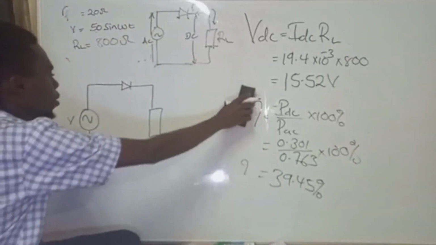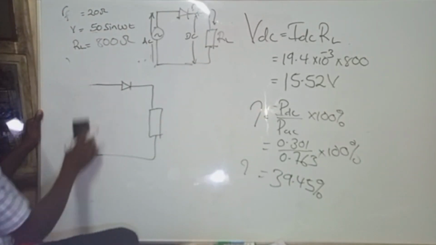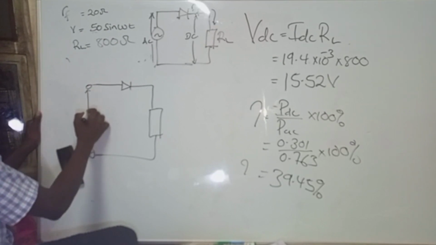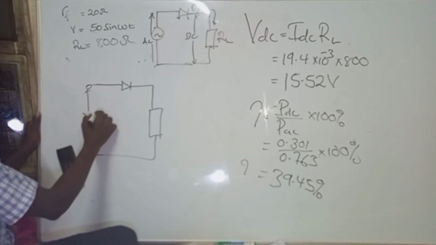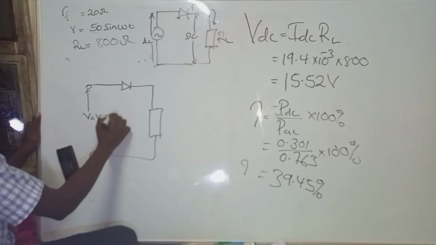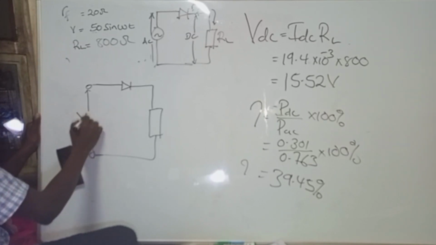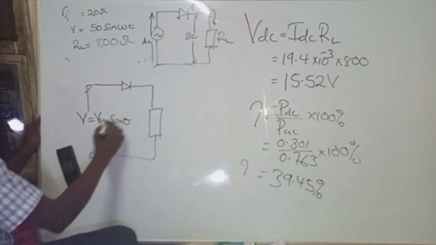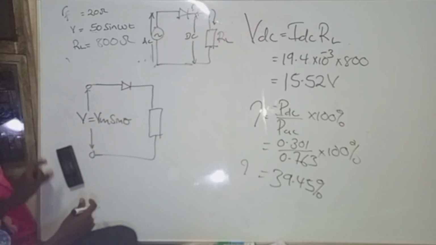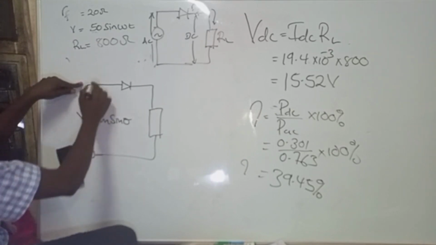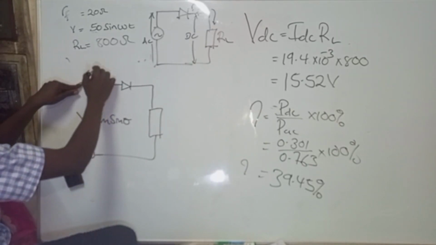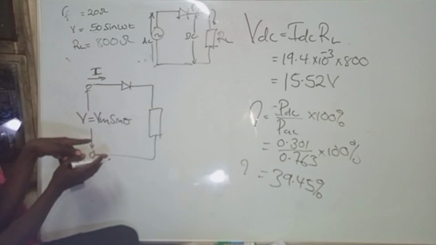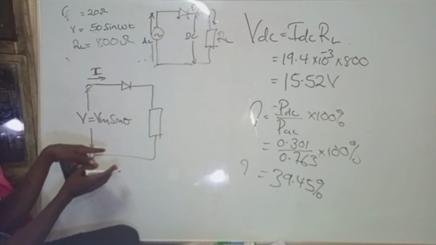So if I rub it off like this and I have just these two terminals, the voltage across these two points is our V, which is equal to V max sine theta, or omega t. So you can realize that this V max is equal to the I which is flowing here times the total resistance across this circuit. So you get me?